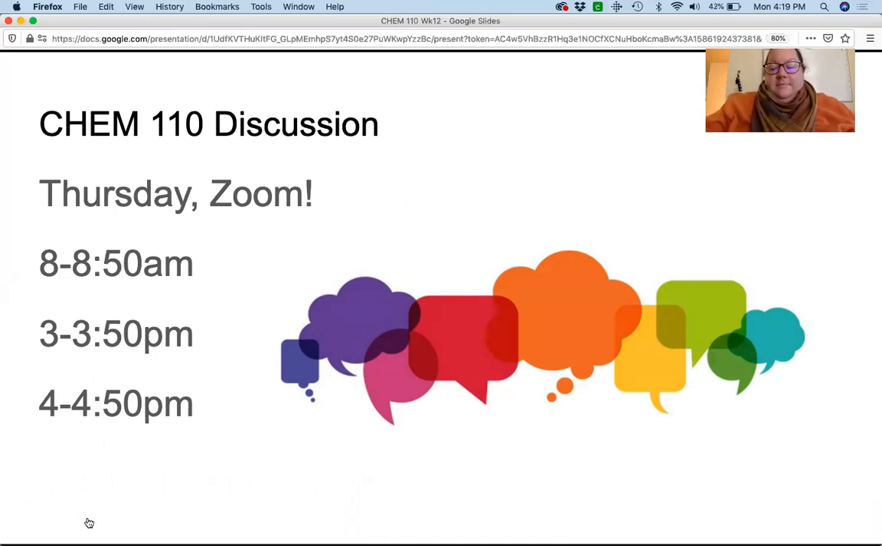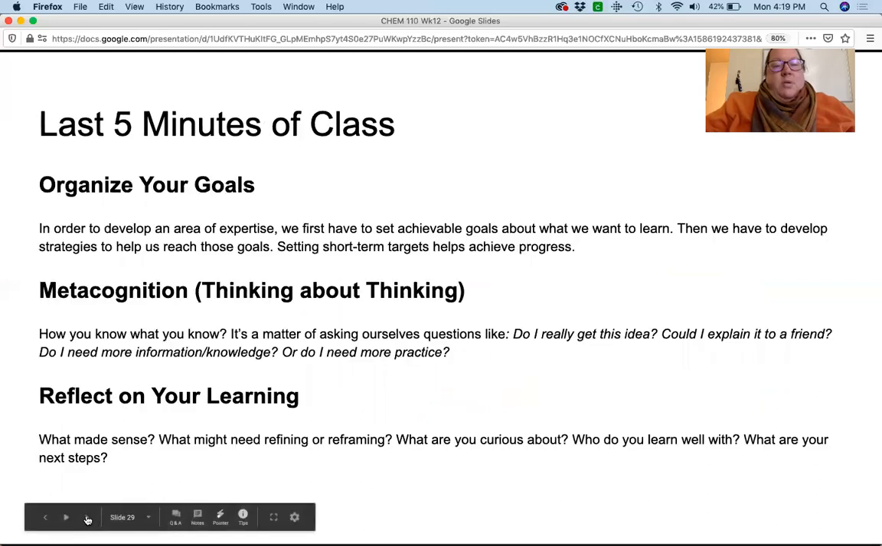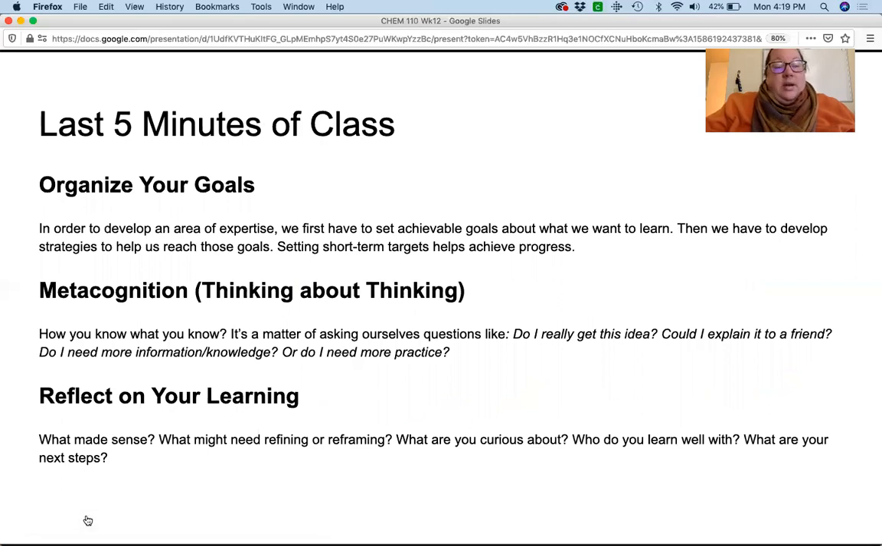So don't forget, you've got one more important task to do. That's organize your goals. Think about your thinking. We want to make sure that we're incorporating metacognition into our practice. For example, you're going to ask yourself, do I really get this idea? Could I explain it to a friend? Do I need more information or knowledge? Or do I need more practice?